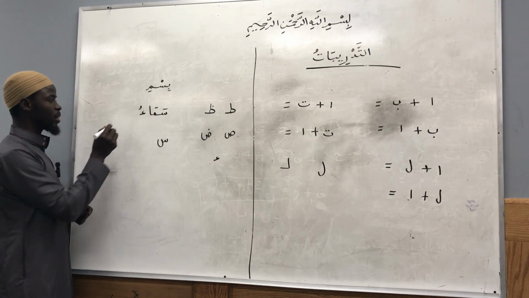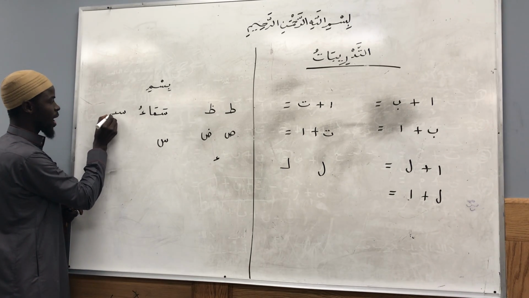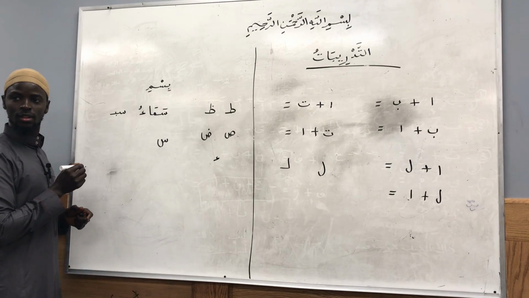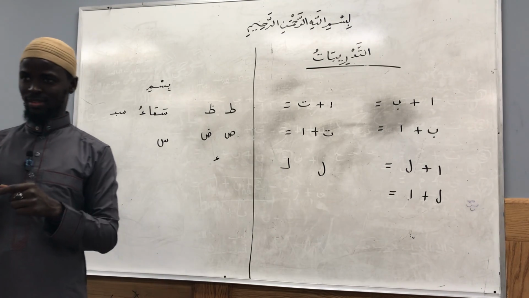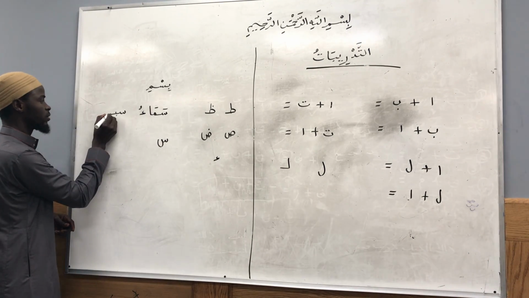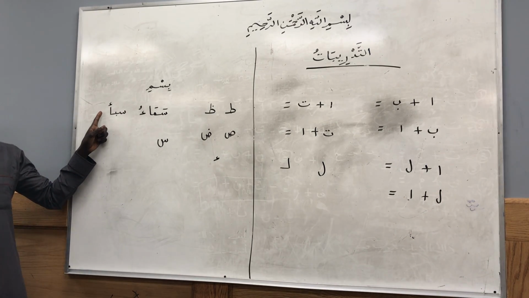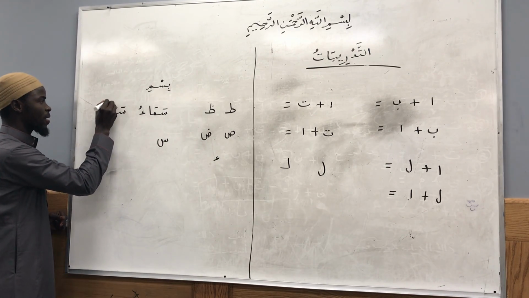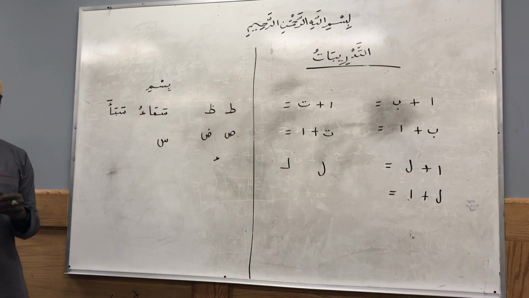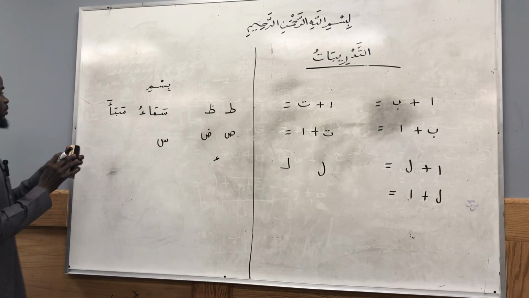Sab'a. Sin and ba and what? Did you say sab'a or saba? Sab'a, which is alif with hamza. All right. This is sab'a.